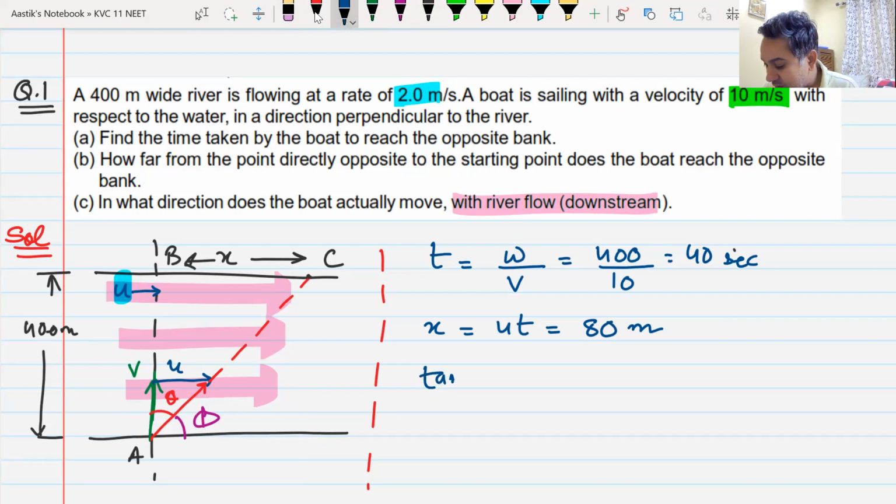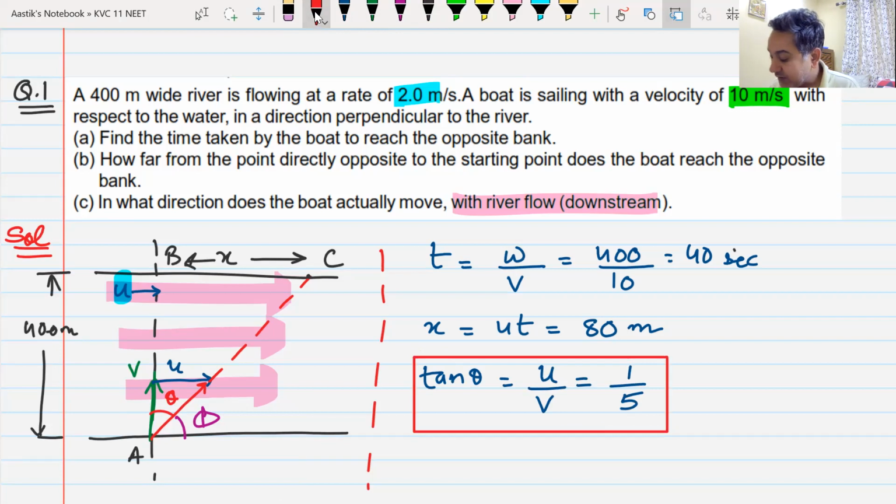I can find the value of tan theta. Tan theta is u by v, so it becomes 1 by 5. Tan theta is 1 by 5. So from there I can get theta as tan inverse of 1 by 5.